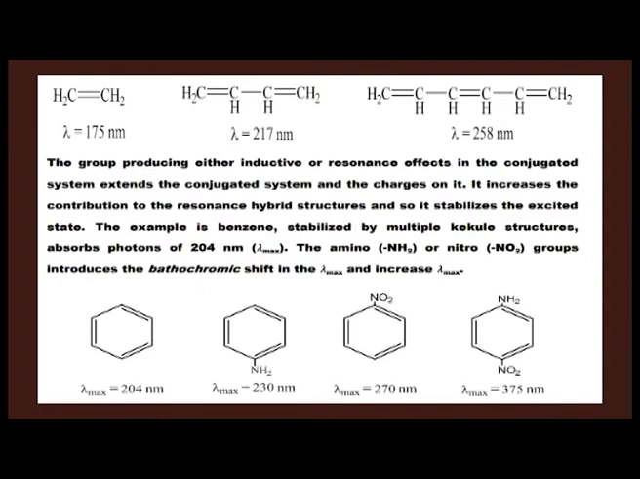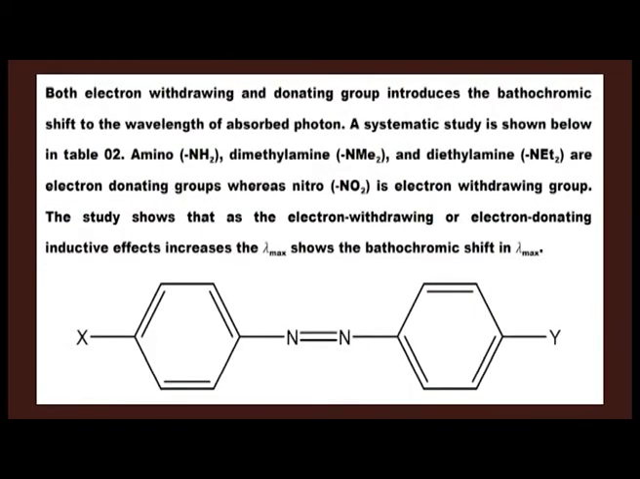For example, benzene, which is stabilized by multiple Kekulé structures, absorbs a photon at 204 nanometer. The amino or nitro groups introduce a bathochromic shift in the lambda max and increase the lambda max. So, if you can see, benzene absorbs at 204 nanometer, aniline at 230 nanometer, nitrobenzene at 270 nanometer, and para-nitroaniline absorbs at 375 nanometer. Both electron withdrawing and donating groups introduce a bathochromic shift to the wavelength of the absorbed photon.